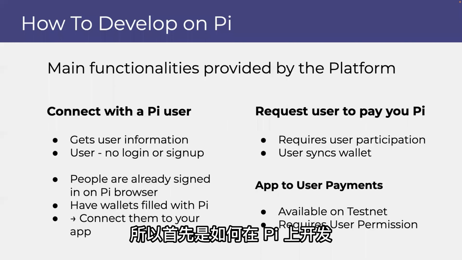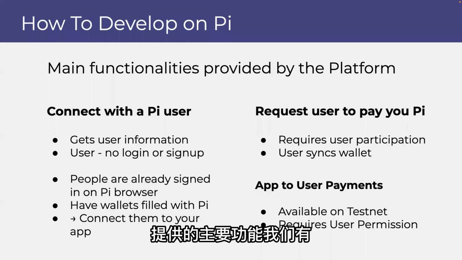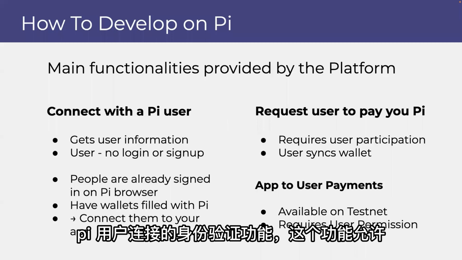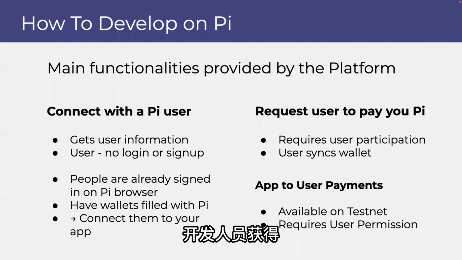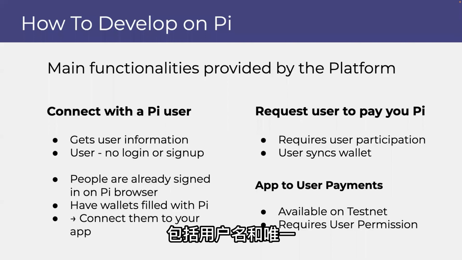So first up, how to develop on Pi. We have two main functionalities that we provide. We have the authentication functionality, which is connecting with a Pi user. This functionality allows you, the developer, to obtain limited information that we make available on the user. This includes username and a unique identifier, which allows your application to keep track of the user.